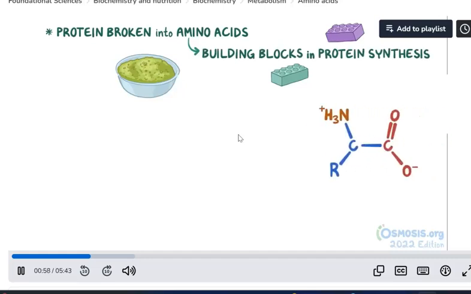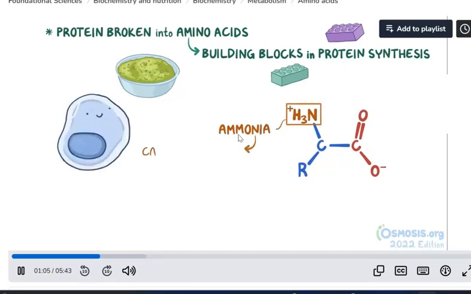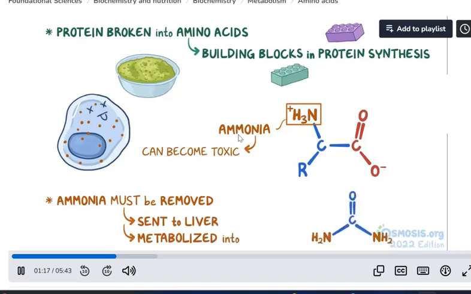And the cell has to try to make use of these amino acids, because ammonia, which is the nitrogen-containing amine group in amino acids, can become toxic to the cell if it gets freed up and starts to build up in the cell. Ultimately, to get rid of it, ammonia must first be removed from the amino acid and then sent to the liver where it can get metabolized into a less toxic molecule called urea.